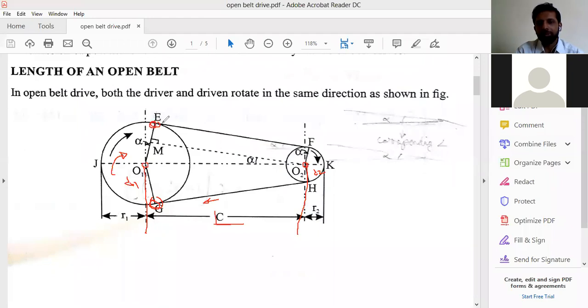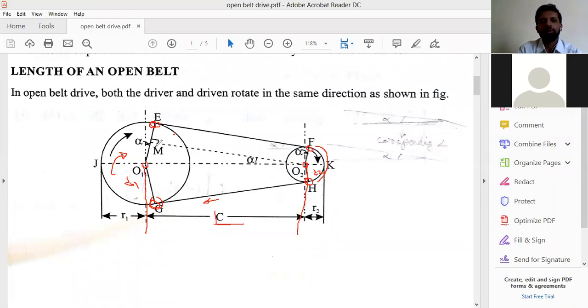After that, the belt is no more in contact with the D1 pulley. Similarly, when this belt reaches the smaller pulley, it comes in contact with the smaller pulley circumference at point F, and further on it stays in contact with the circumference of the smaller pulley, and it leaves this pulley at point H. So the belt is in contact along GJE on a radius path, and similarly on a radius path at points F, K, and H.